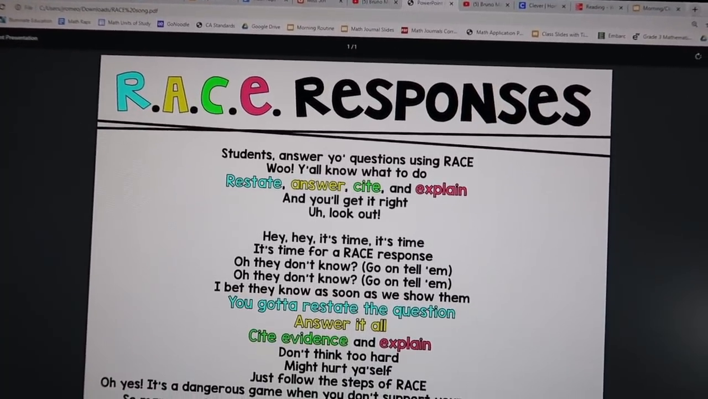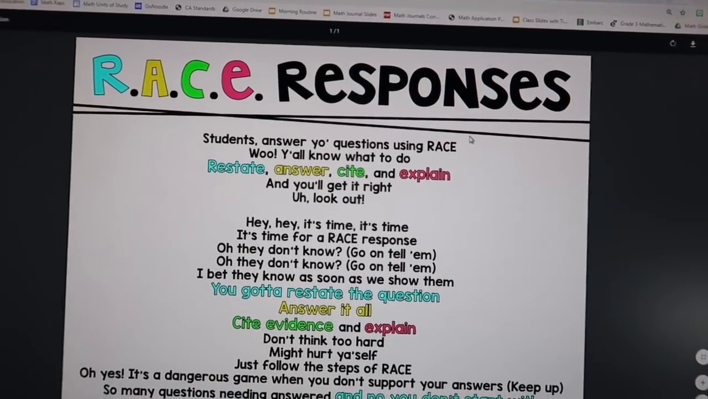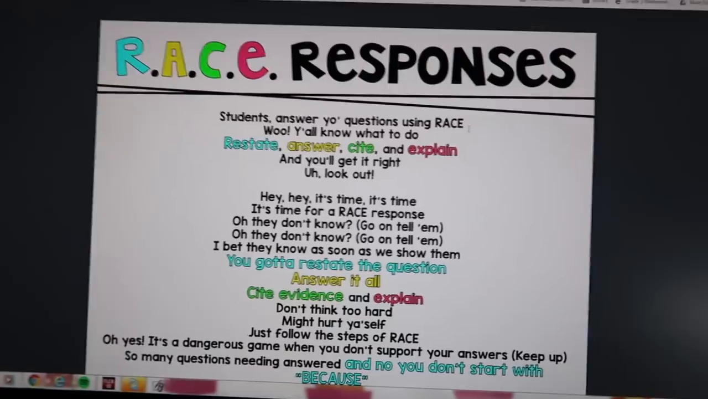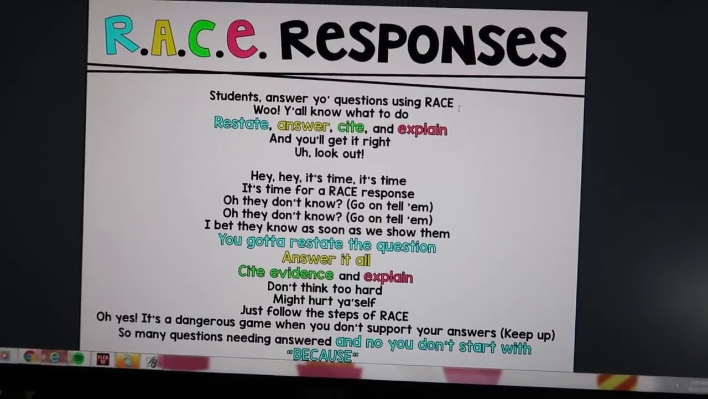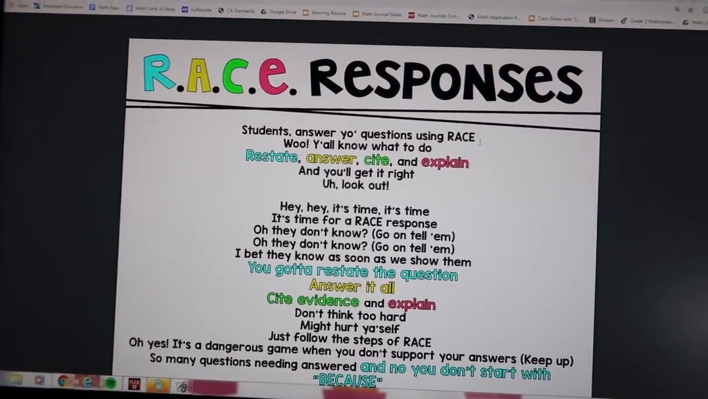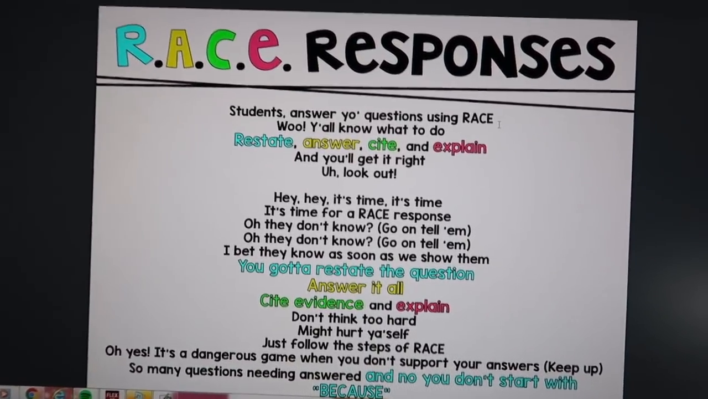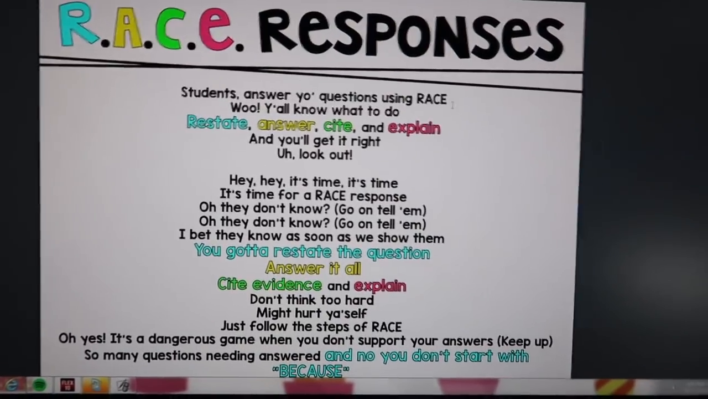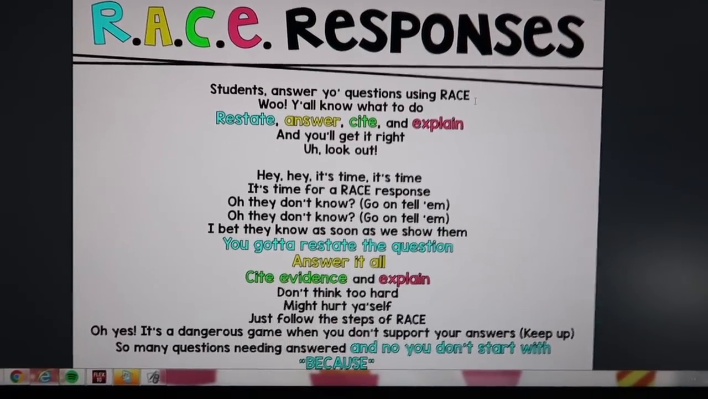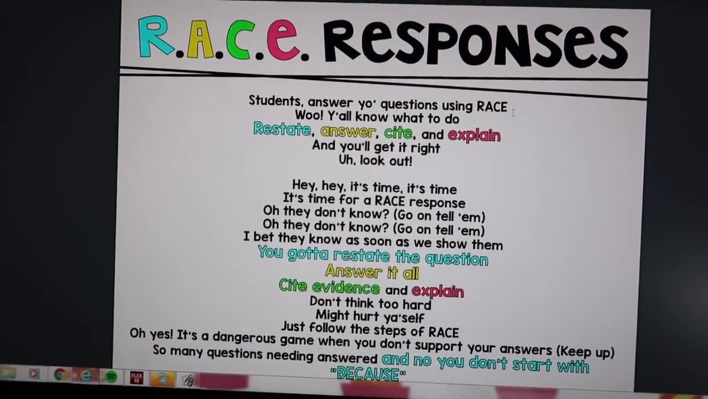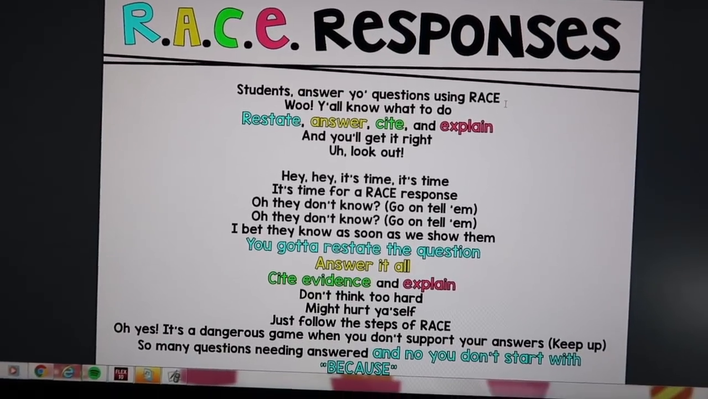But I went over it with them just by saying it like that out loud through the whole song, twice. And then I had them try it with me. So I showed them exactly what it should sound like, and then I just went line by line. So I went, students, answer, yo, questions using RACE, and then they did that exact same thing, line by line. We did that twice. So twice I did it for them, and they just listened.